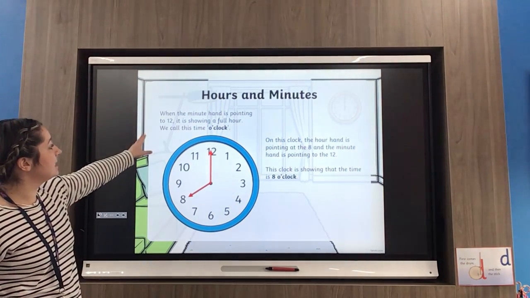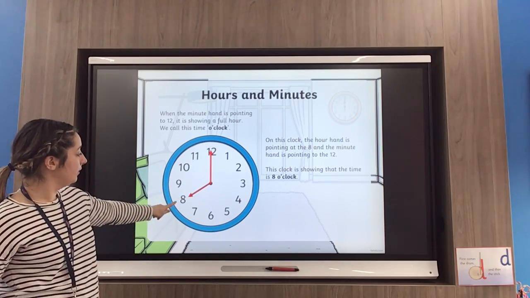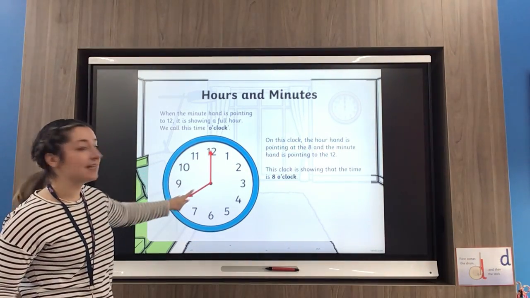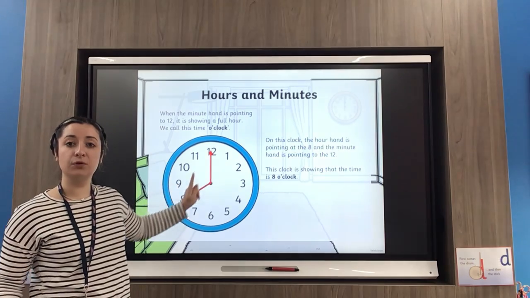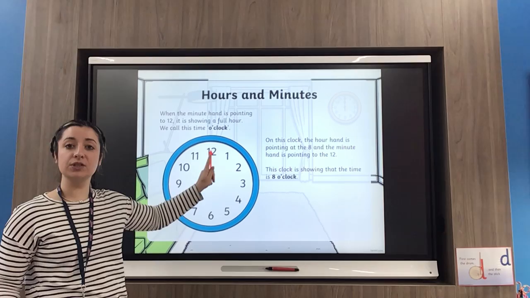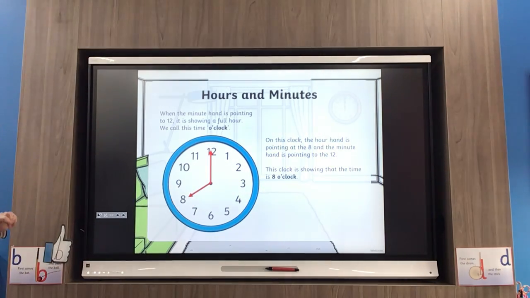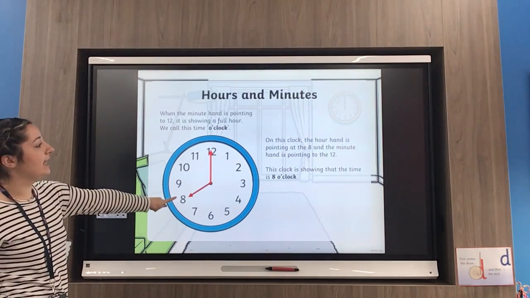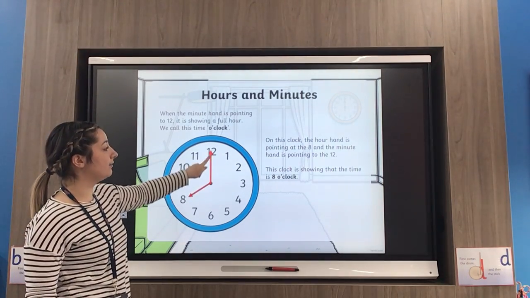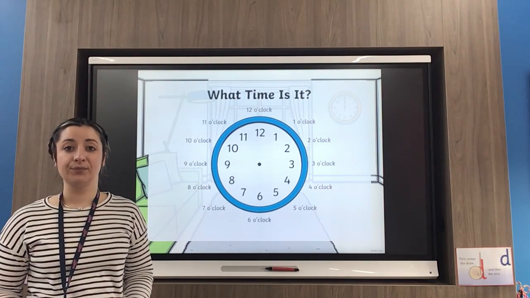Now when the minute hand is pointing to 12, on an hour, it means that this is o'clock. For this time, it would be 8 o'clock because the minute hand is pointing to 12. So on this clock, the hour hand is pointing to 8 and the minute hand is pointing to 12. So this clock is showing that the time is 8 o'clock.